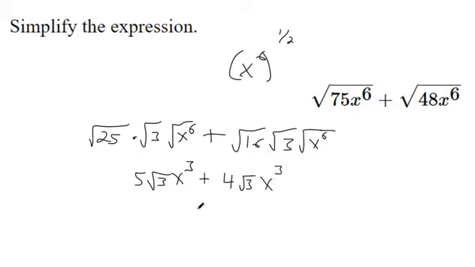Now these are like terms. You have 5 square roots of 3 x to the 3rd, and you've got 4 square roots of 3 x to the 3rd. So this is a square root of 3 x to the 3rd, and this is a square root of 3 x to the 3rd. You have 5 of them plus 4 of them, which means you've got 9 of them. So here is our fully simplified answer.